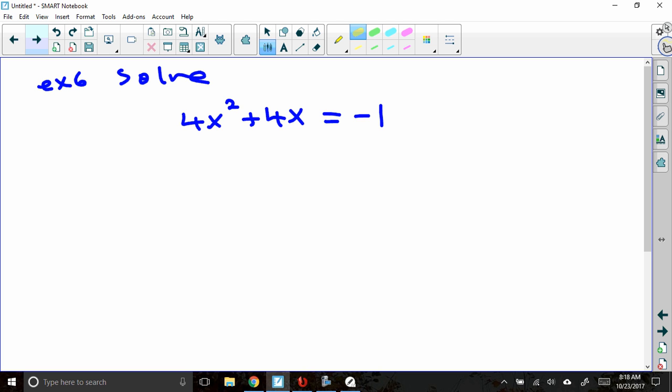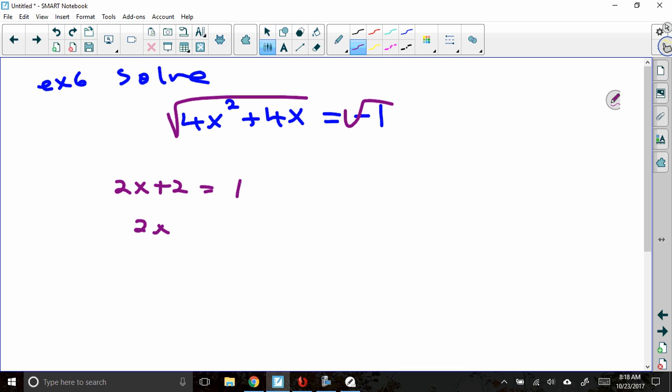So some things that students like to do, and please don't write down what I'm about to write down. Here's what students do. They'll try to take the square root of this and the square root of this. And so they'll say the answer is 2x plus 2 equals 1, and so 2x is negative 1, and so x is negative a half.